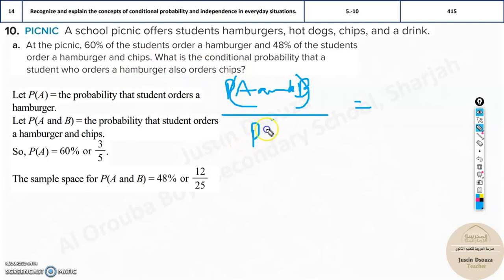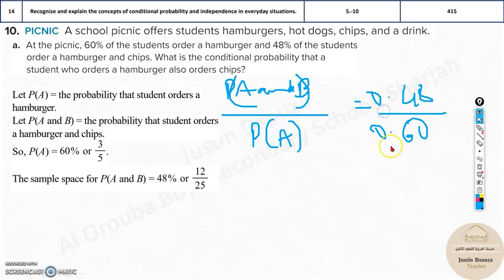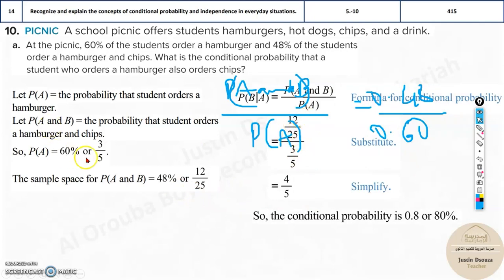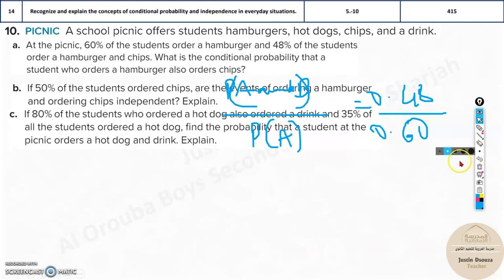The condition is probability of A, that is ordering hamburger. It is given as 60% and the probability of A and B is 48%. So just divide this. Very, very simple. 0.48 divided by 0.6 will be the answer. See over here, they have written in fractions. That's the only thing. 0.48 is written as 12 by 25, and over here it is 3 by 5. That's it. That's how we solve it.